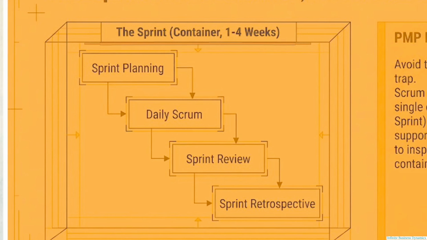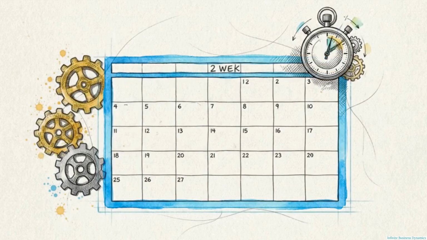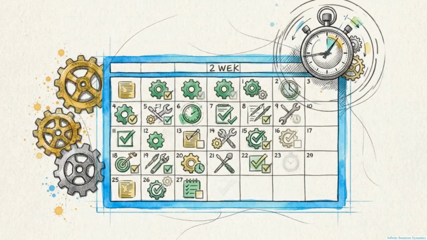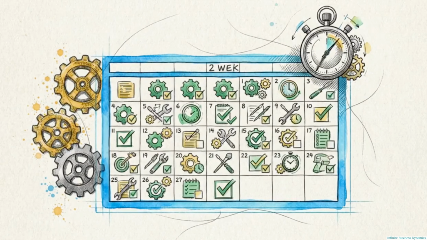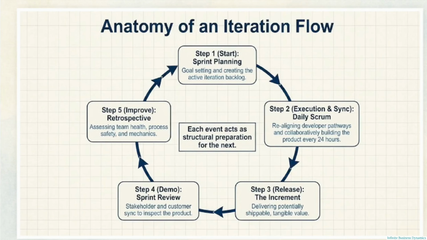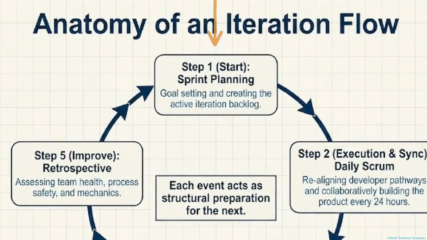This blueprint illustrates the relationship. The other 4 supporting events exist within the duration of this container. Planning, the Daily Scrum, the review, and the retrospective are designed to inspect and adapt the progress occurring inside that boundary. The sprint is a rigid boundary that forces the team to create integrated, inspected output cycles before the time runs out. Let's look inside that container boundary to see how this iteration engine turns.